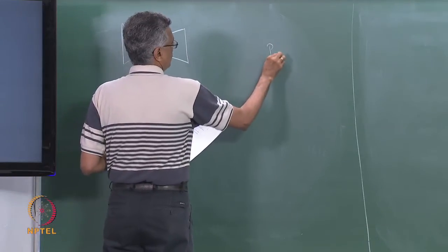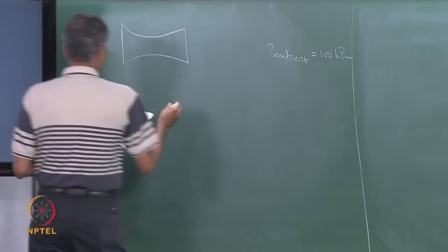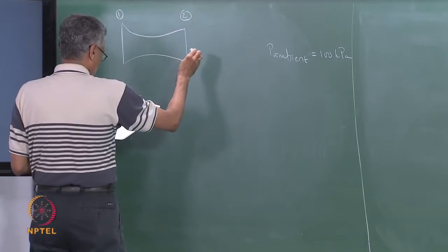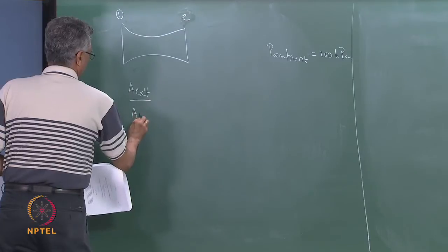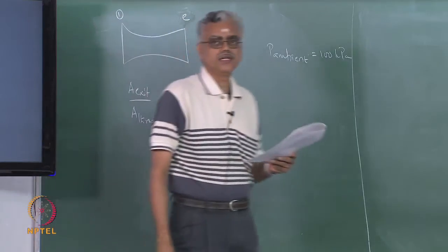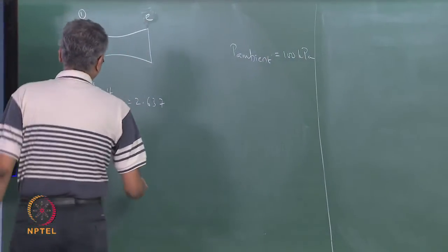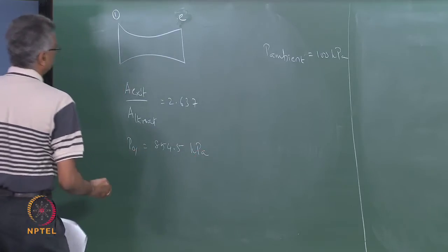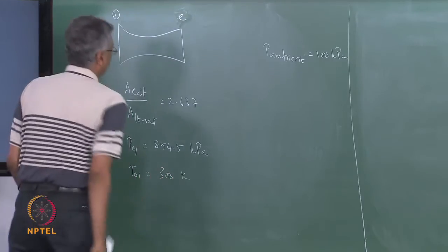So P ambient is 100 kilopascal. So this is one, I am calling this. Okay. So this is the exit. So A exit over A throat is equal to 2.637. The inlet stagnation conditions are 300 Kelvin and 854.5 kilopascal. So P0 is 854.5 kPa. This is P01, and T01 is equal to 300 Kelvin.